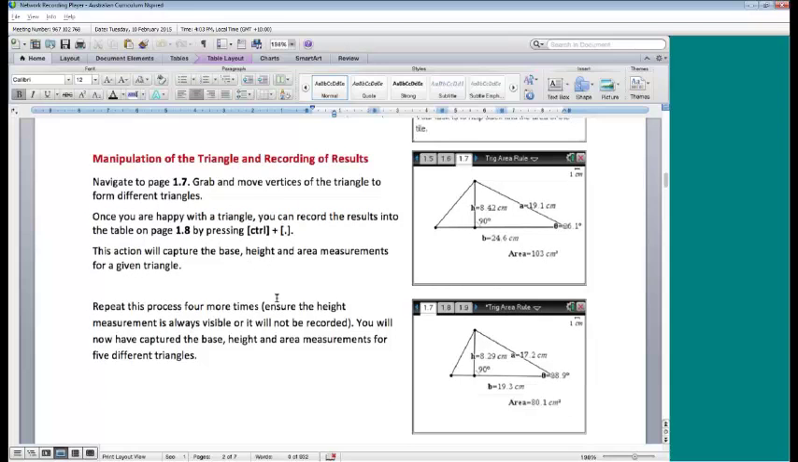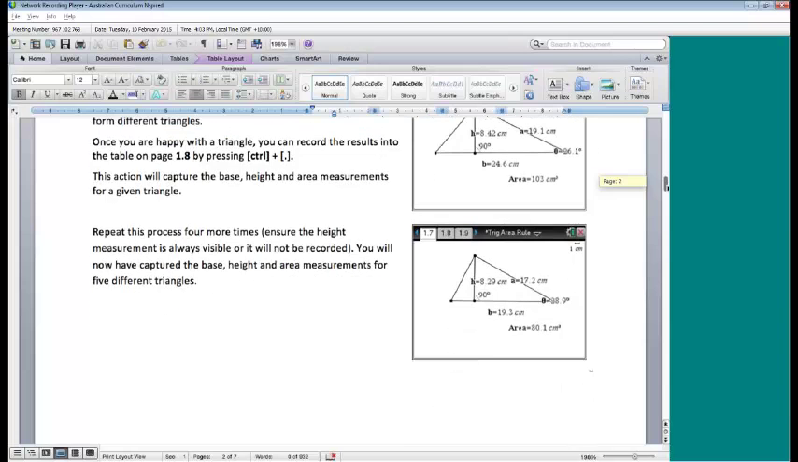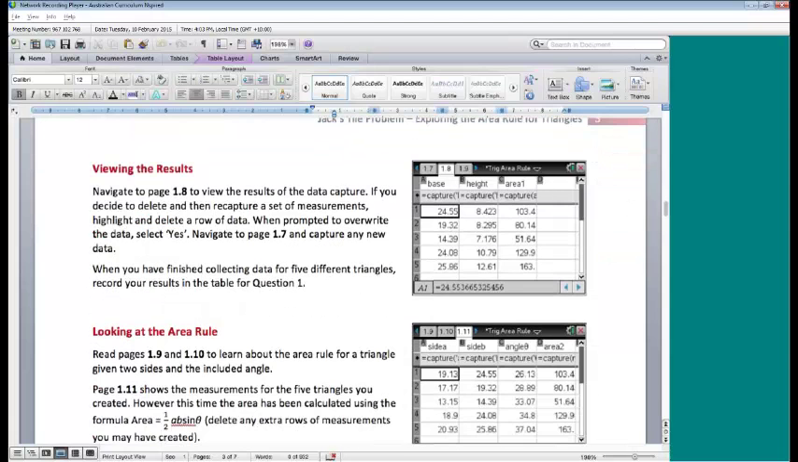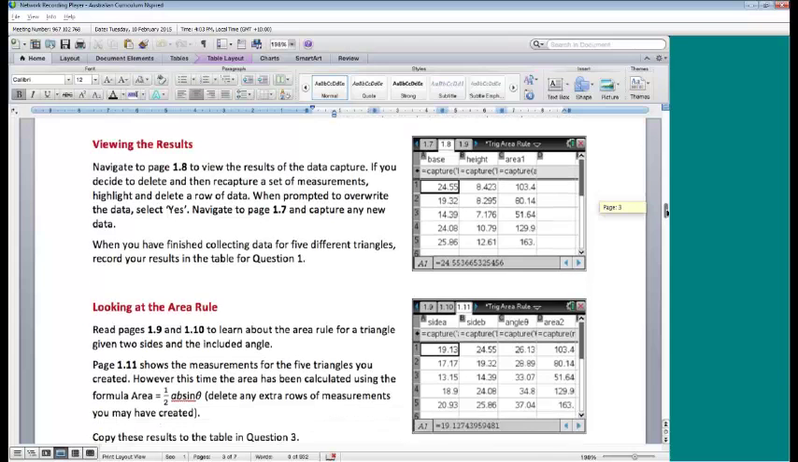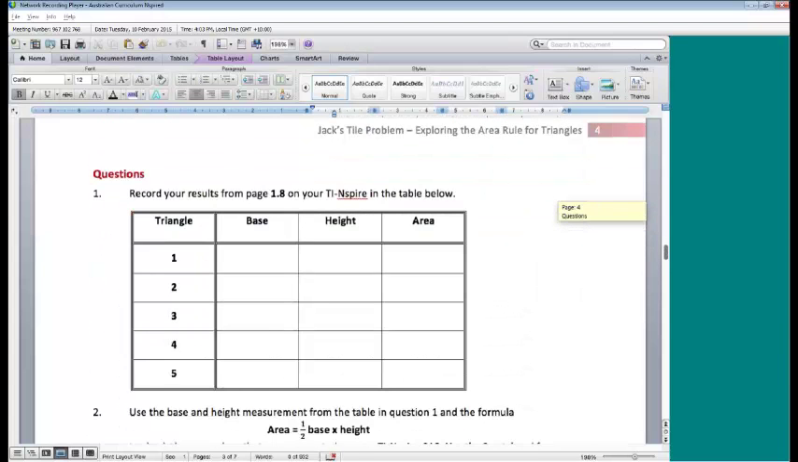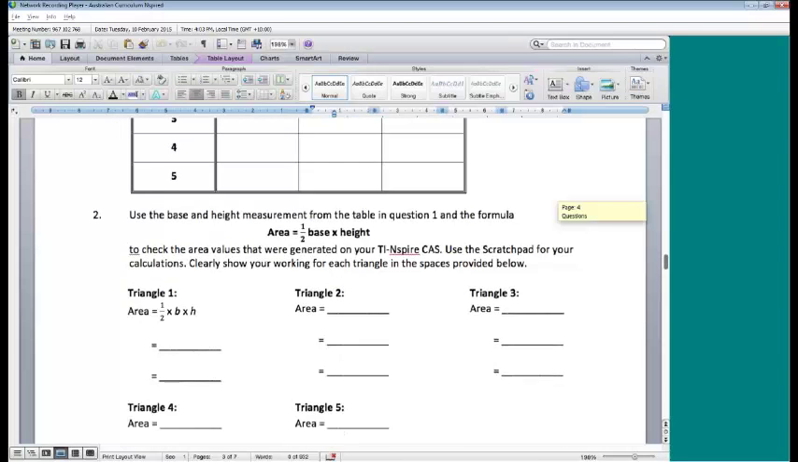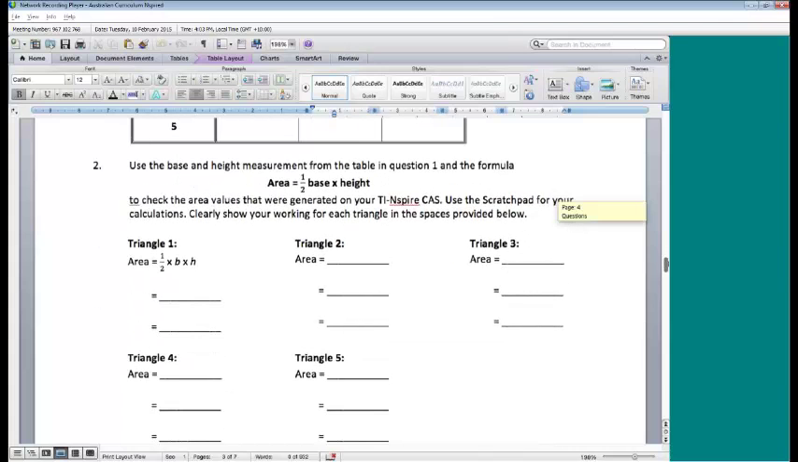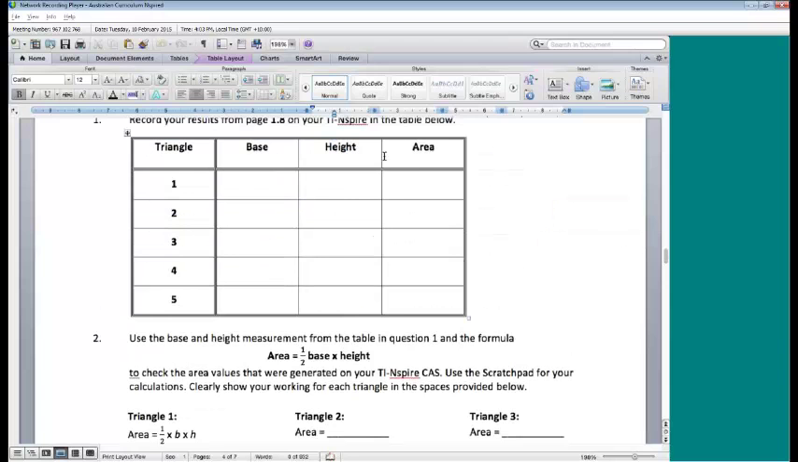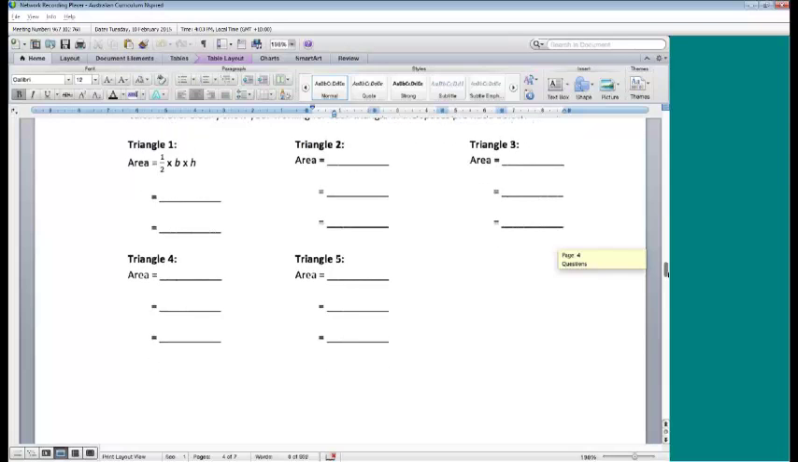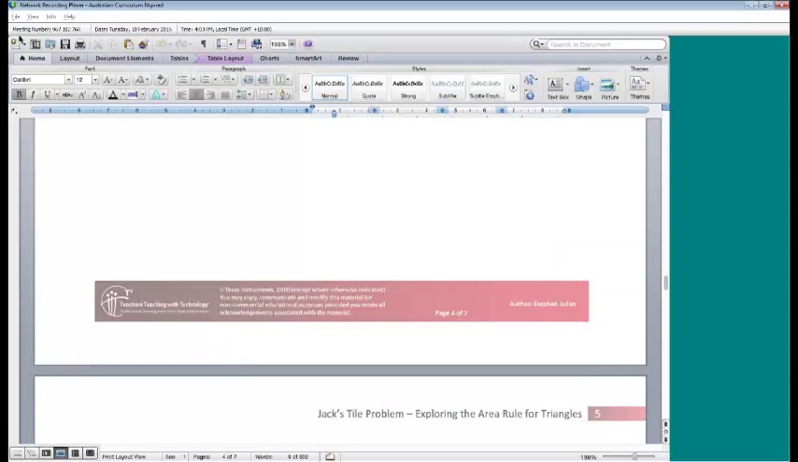So rather than having to jump between screens if they forget what they have to push, it's already provided for them on this handout. It then talks about that they need to record their information, so viewing the results, and down at the bottom it says record the information in question 1. So in the handout, there's actually a table and the students have space to record everything. It then talks about how those values could have been worked out, and the students are encouraged to try a half base times height with the base and height from their table and check that their areas are correct. And again, they can use a scratch pad or other ways of doing that to get the right answer. Okay.